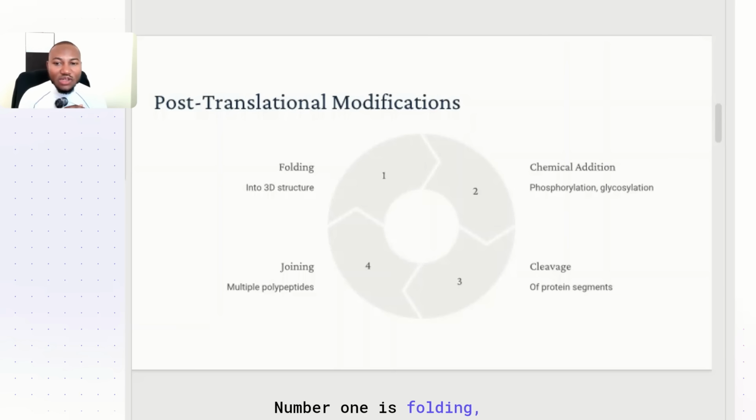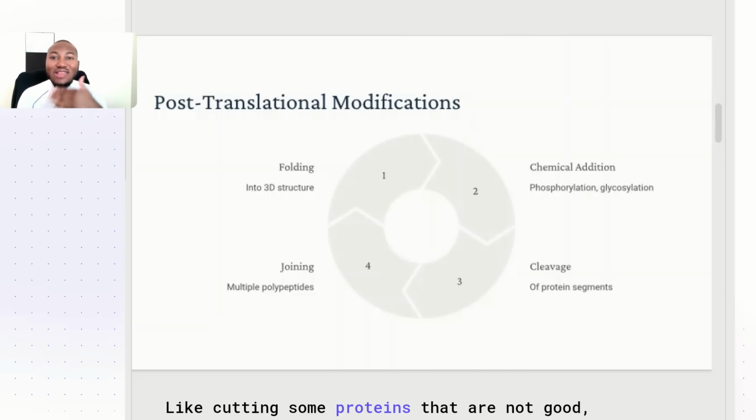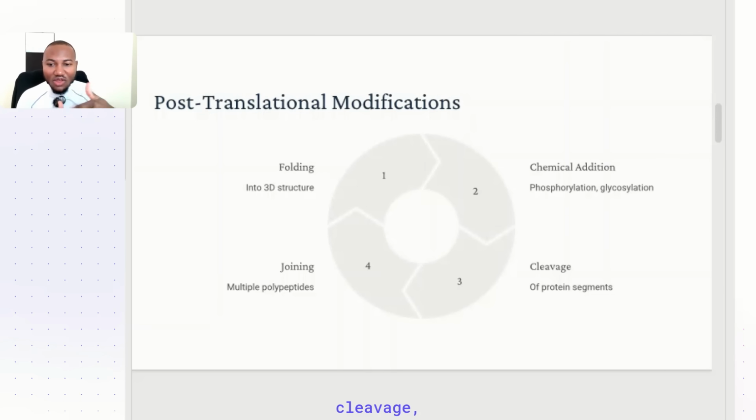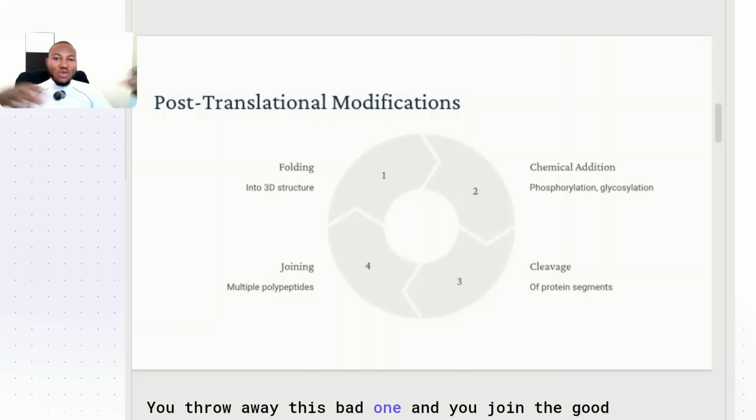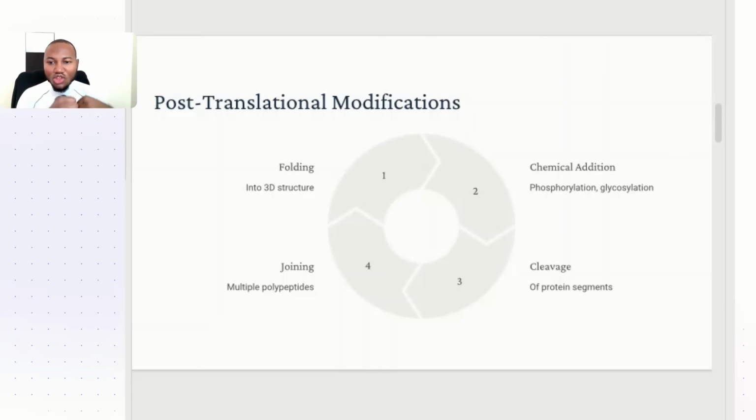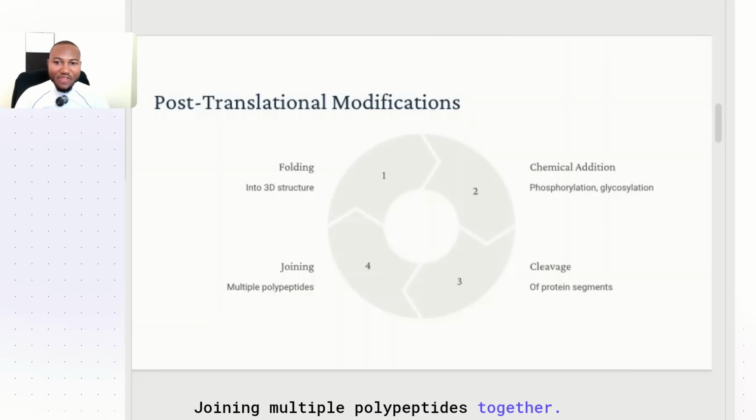The first one is folding. You understand? Number 2 is addition of, that's phosphorylation and glycosylation. That's chemical addition. Another one is cleavage, like cutting some proteins that are not good, cleavage, cutting off. Then if you cut off here, what do you do? You throw away this bad one and you join the good one. That is called what? Joining multiple polypeptides together. All right. So these are the 4 ways of post-translational modification.